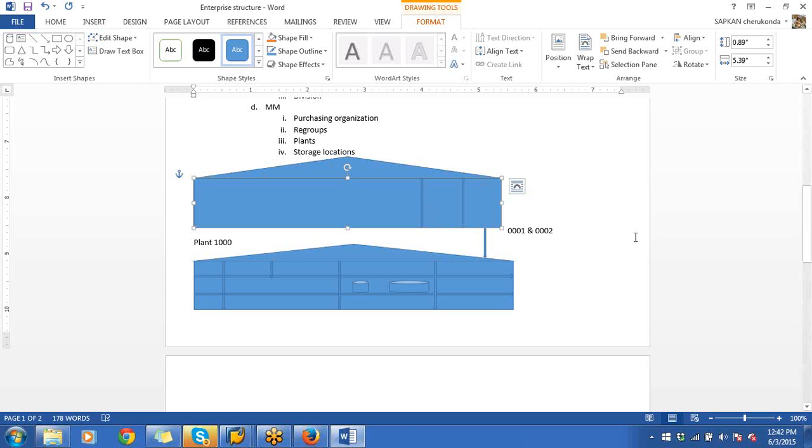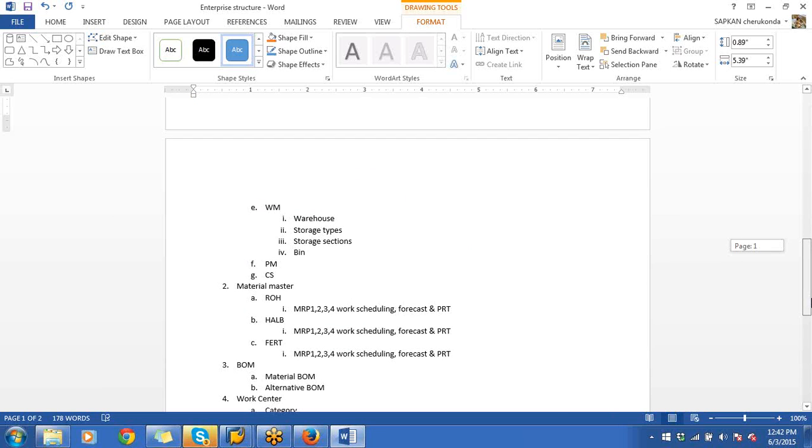Okay. So each movement type you have in warehouse, say 101, you define 101 in inventory management. That doesn't mean it is already defined in warehouse. No, you have to define it again, because these two are two different animals. Okay. So that completes the top to bottom enterprise structure.